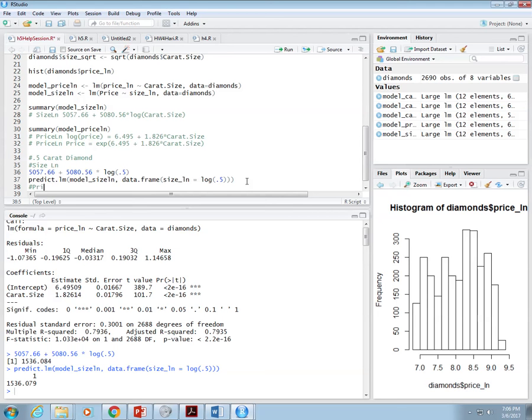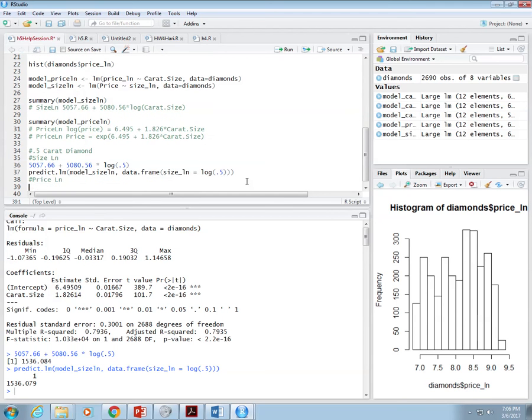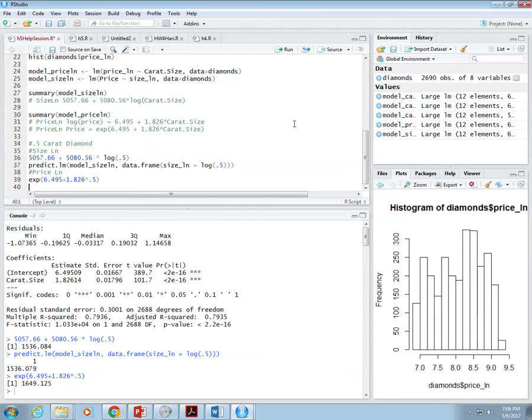Okay. For price ln, again, I can just copy this formula here. So that'd be exponential of 6.495 plus 1.826 times 0.5. Which is something around there, 1650. And if you wanted to predict it, you do it like this, but you would be using the original carat size, because carat size is not transformed, with 0.5, not the log.